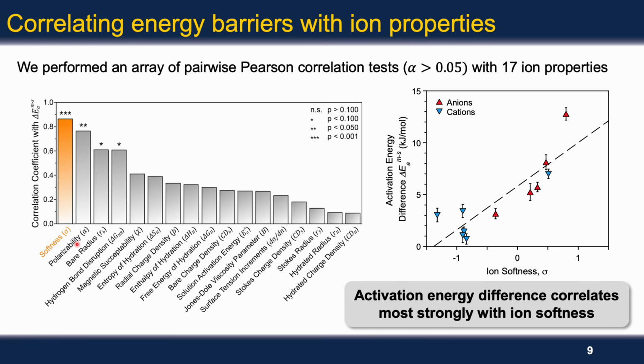Polarizability also correlates fairly well with the activation energy differences, and in fact, polarizability and softness are somewhat related, but different concepts. Notably, the enthalpy or free energy of hydration does not strongly correlate with the activation energy differences, and these properties have been used in the past to explain specific ion effects in membranes.